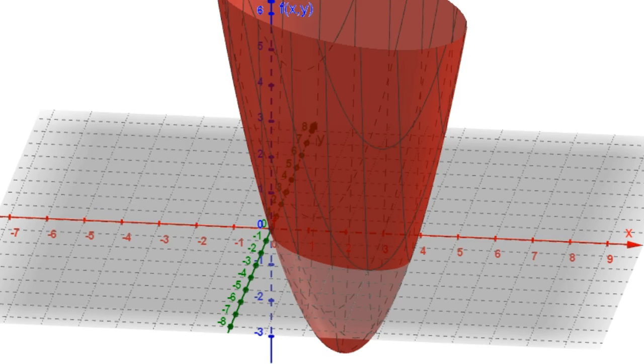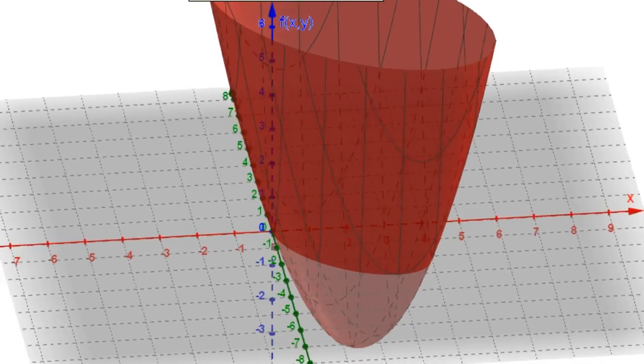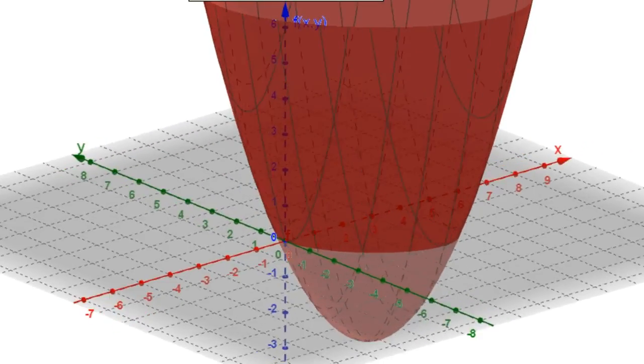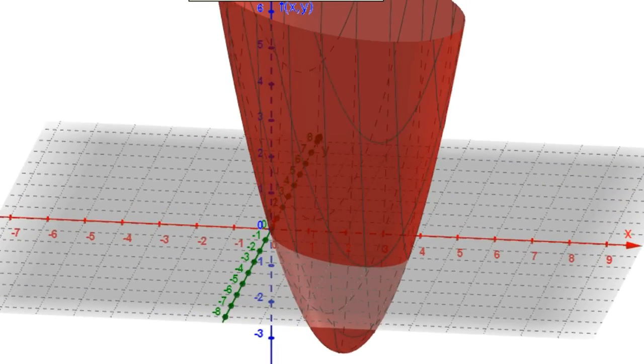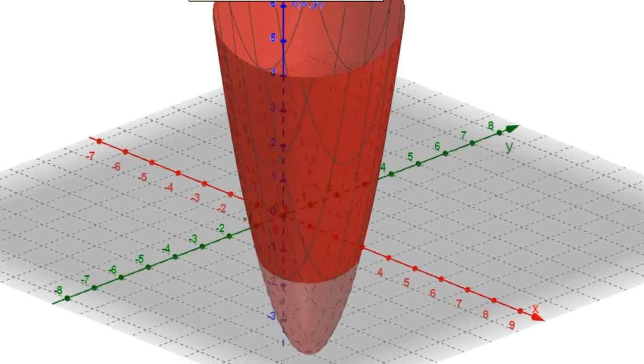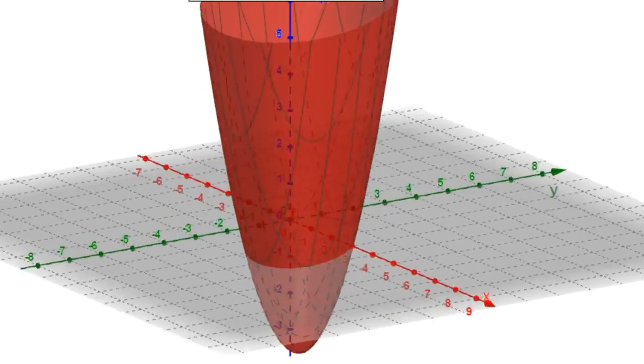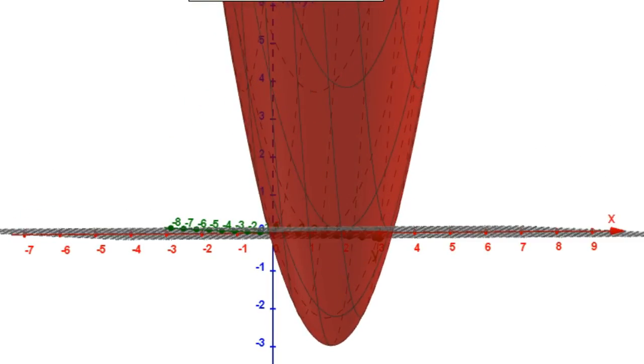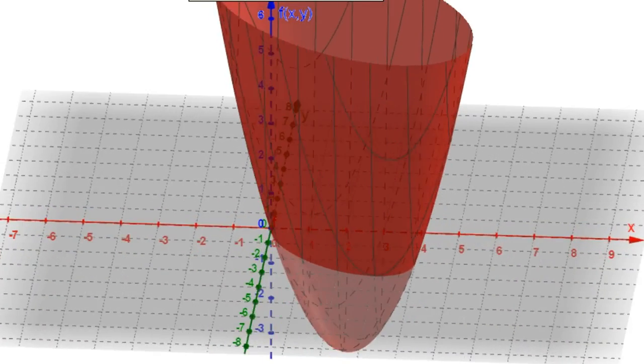Now what we're going to do is move this around just a little bit before we start to play with it. So let me just rotate it a little bit, and you can see what this looks like. Now remember, what we were trying to find was the relative maximum or relative minimum value, and you can see that there is a lowest point on this graph. That's the point that we found.